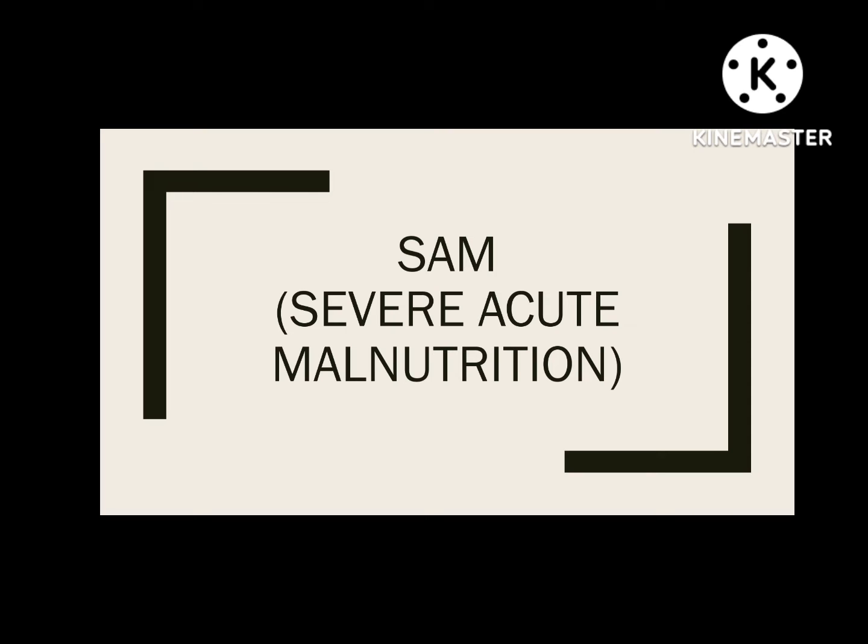We define a child as SAM when any of the three following features are present. Number 1, if the child has bipedal edema and other causes are excluded, like liver problems, heart problem. Or if the mid upper arm circumference is less than 11.5 centimeter, or if the weight for height Z-score is less than -3 standard deviation. If any of the three is present, then we say that this child is of SAM.